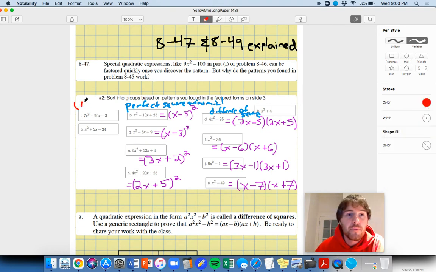Remember group number one right here, we found no pattern in general. You could factor this one, you could factor that one. They're factorable. But with this one, for instance, x squared plus 2x minus 24, this would factor to x plus 6 times x minus 4. Nothing particularly interesting about that. x plus 6 and x minus 4 are two different factors. There's a 6 here, a negative 4 there. They're not really related.